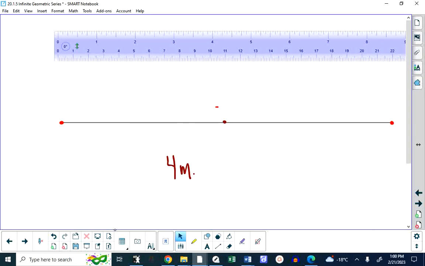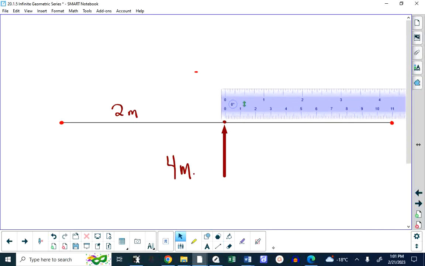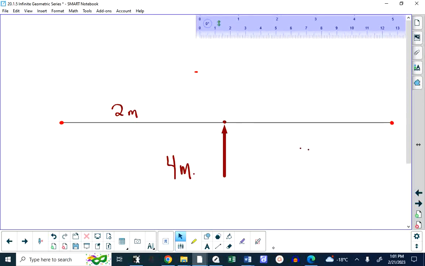And what I have done is I've walked 2 meters. And now I am here. Right? I'm going to now walk half of the remaining distance. So I'm still 2 meters away from the wall. I'm going to walk half of the remaining distance, which puts me here.